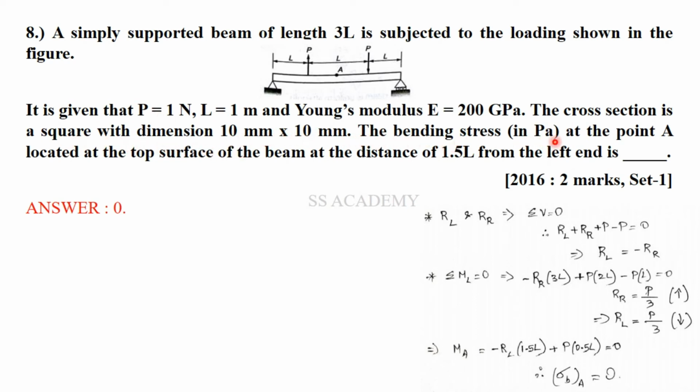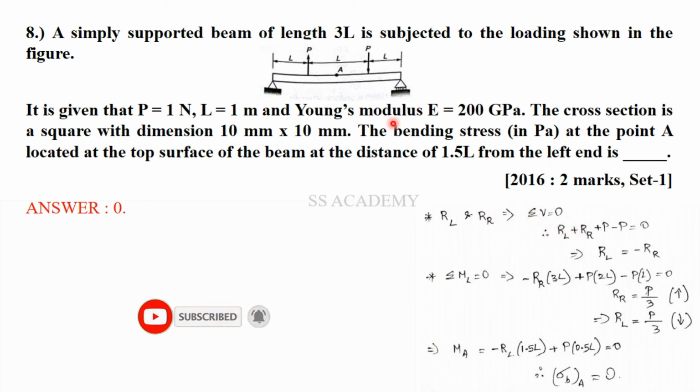The bending stress in Pascal at the point A located at the top surface of the beam at the distance of 1.5 L from the left end is, which means it is at the midpoint. It is a 2016 set 1 GATE 2 mark question. Okay, by using engineering mechanics concept, that is summation of V is equal to 0, we have to find the reactions at left hand and right hand. So I am assuming the upward force. I have assumed the reactions to be acting upward, and upward force is positive.